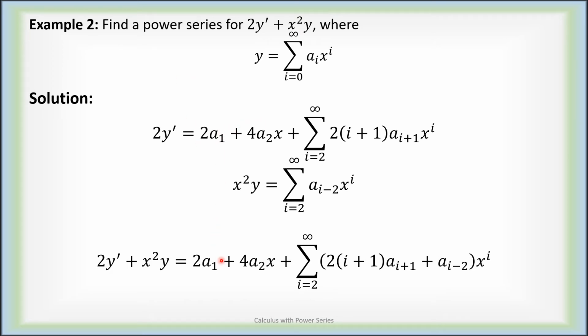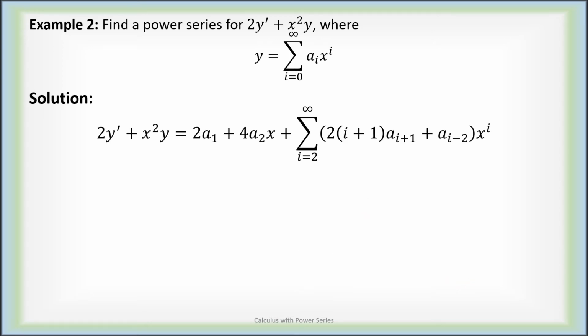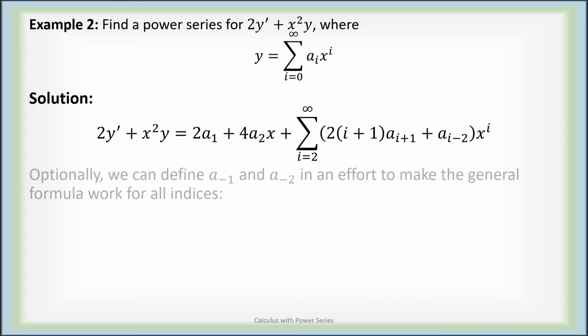These terms here are just manually hanging off, but otherwise we have a sum of (2i plus 1) a sub i plus 1 x to the i, plus a sub i minus 2 times x to the i. So we've represented 2y prime plus x squared y as two terms that manually sit there, plus a series that begins at index 2. We can attempt to reincorporate terms so that this sum can start at index 0.